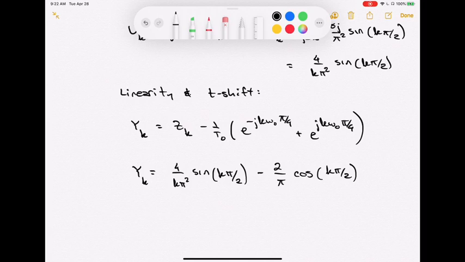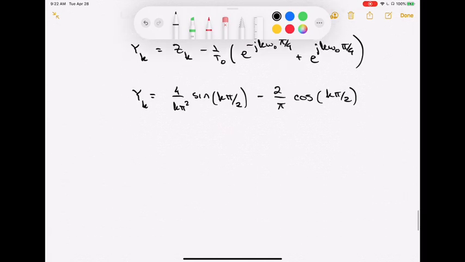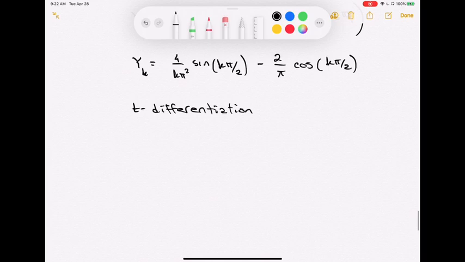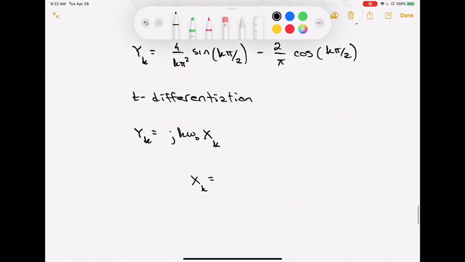That was our y. If you remember how we got y by taking the time derivative of x. So we can use the time differentiation property again. And we know through that time differentiation property that y of k is equal to jk omega naught x of k. And I can solve for that, and I can get my x of k then being equal to what?